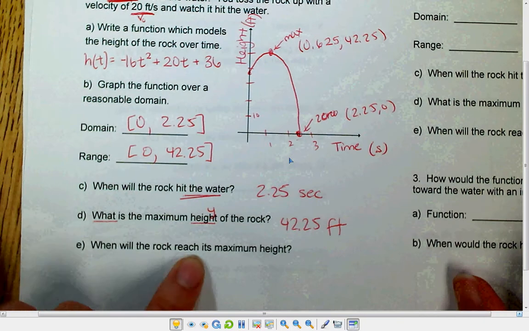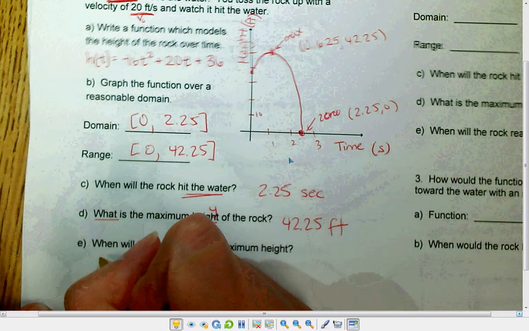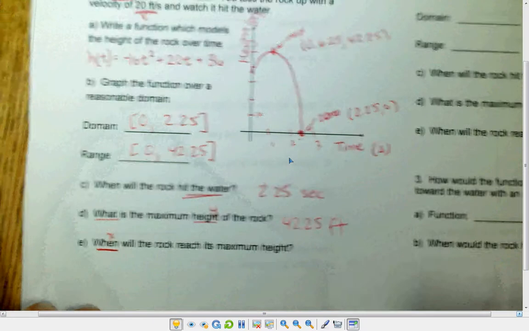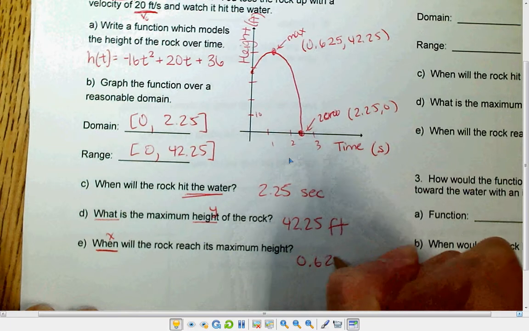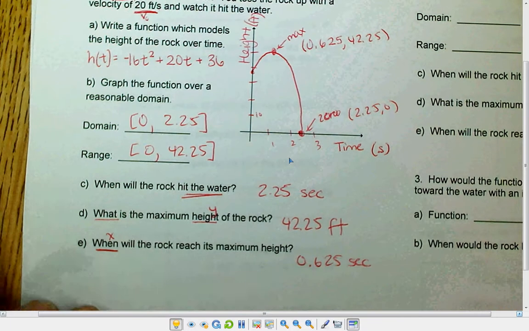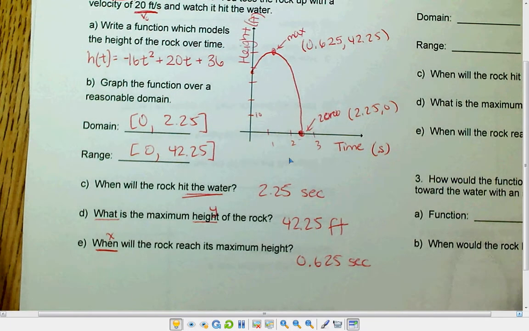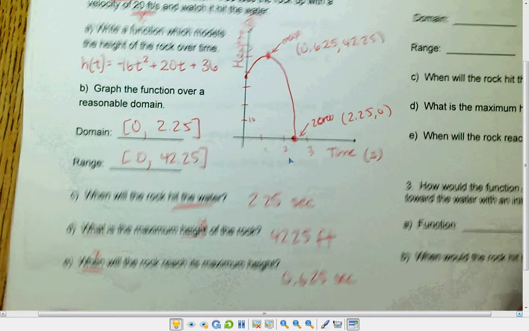When will the rock reach its maximum height? So this is asking you when, which is time. So this is your x. And so your x value is 0.625, again, seconds for x. So that's problem number 1. Let's look at number 2 now.